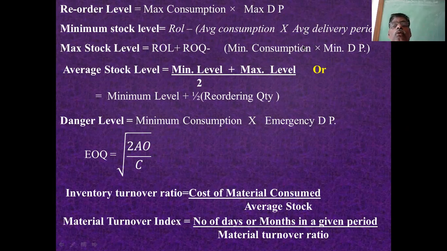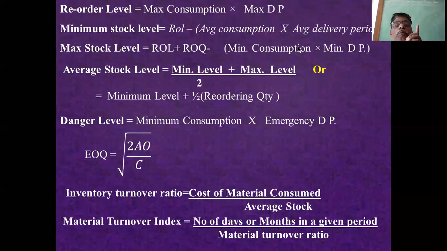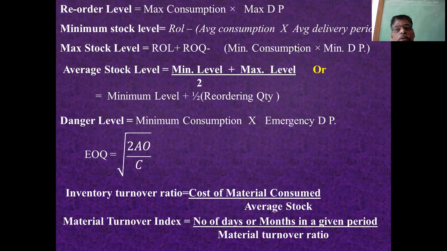Then you don't directly apply the equation. You have to convert one into another. If the consumption is in days, delivery period should be in days. If the consumption is in weeks, delivery period should be in weeks. If the consumption is in months, delivery period should be in months. This is the point you have to see before solving the problem.